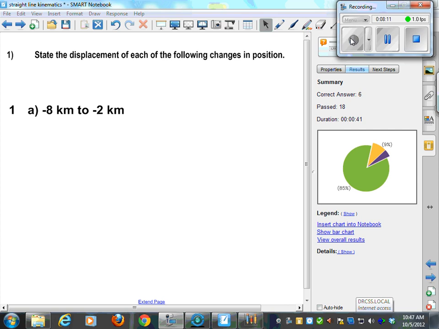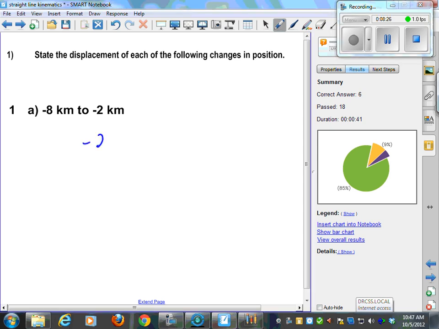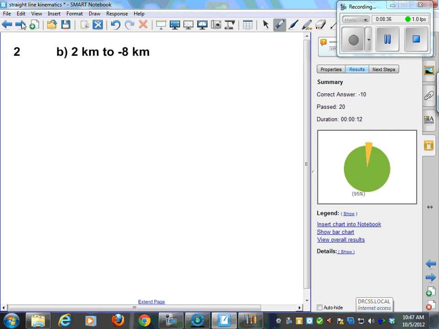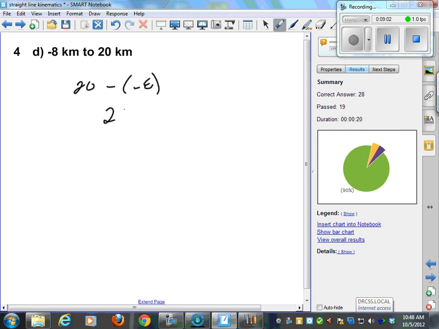All right, I'm hoping you did pretty well on this. The first one, from -8 to -2, is a displacement of +6. Mathematically, it would be -2 subtract -8, which is -2 plus 8, which is +6. B is -10, from 2 to -8. That's 10 to the left, -10. Mathematically, it would be -8 - 2, which is -10. 0 to 8, everybody got that one right. -8 to 20 would be 20 subtract -8, or 28.